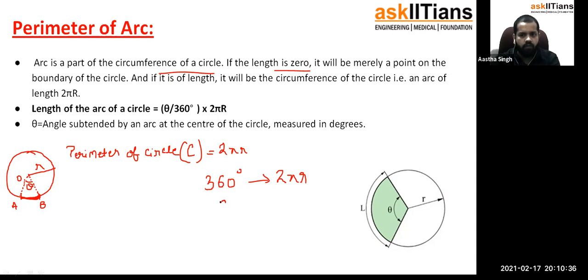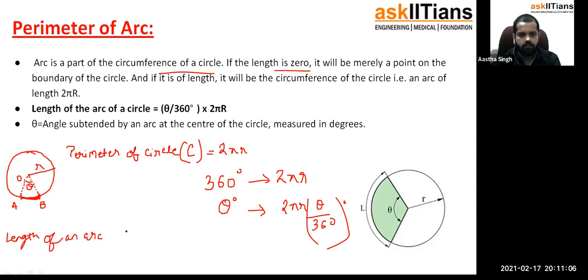What if your angle is made only theta? Then your length will be 2 pi r multiplied by theta upon 360, both are degrees, right? So basically the length of an arc is equal to 2 pi r theta upon 360 degree. I think, guys, this point is clear.